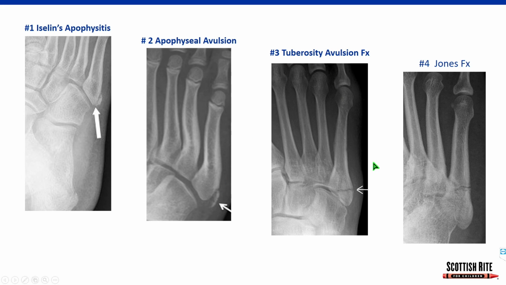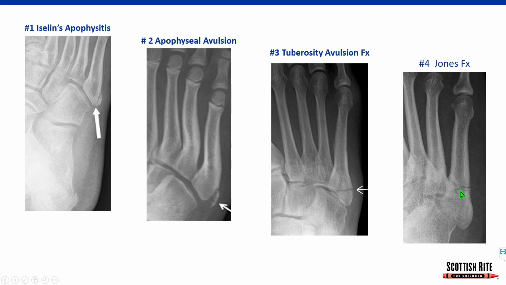And then the tuberosity avulsion fracture, as we kind of look across, this is a transverse line, not a vertical line, but that transverse line runs across here into that joint surface. And that's our tuberosity fracture, same mechanism. This is usually an inversion mechanism.